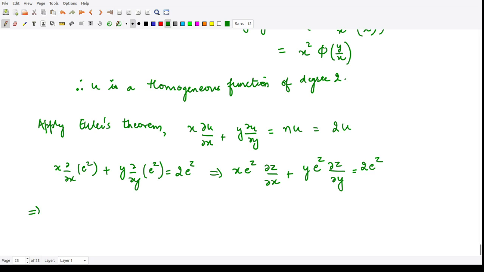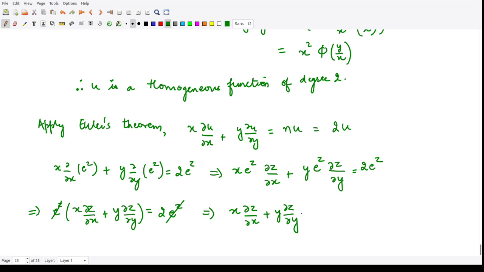So now you can take e to the power z as common. You will be left with x into del z upon del x plus y into del z upon del y equal to 2 into e to the power z. So this term cancels with this one. So finally you are left with x into del z upon del x plus y into del z upon del y equal to 2. This is what you have to show in the given question.